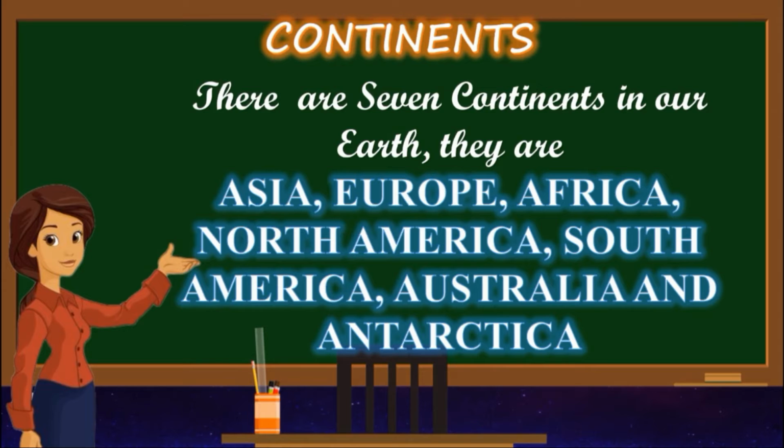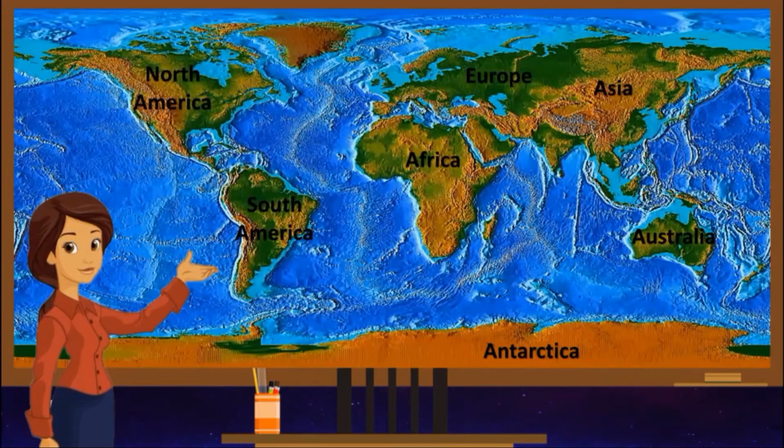Ordered from the largest in area to the smallest, the 7 regions are Asia, Africa, North America, South America, Antarctica, Europe and Australia. So in this map you can see clearly where these 7 regions are placed. You can see where North America and South America are placed.